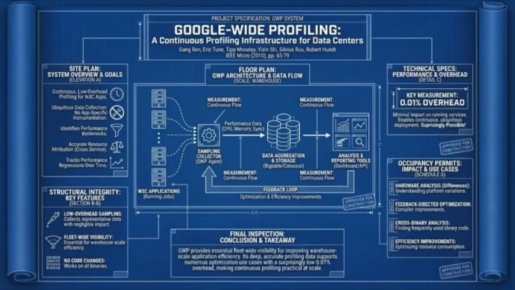If the failure rate for a specific profile type or a specific machine type hits a predefined threshold, the collector just immediately stops that type of profiling. It backs off until the underlying infrastructure stabilizes. That minimizes any potential distortion on those critical applications. Okay, so that's the collector.